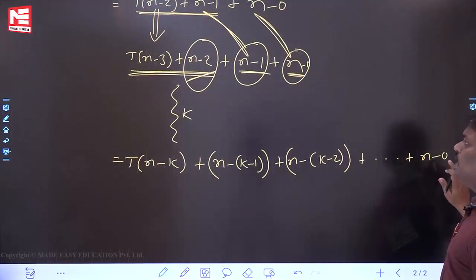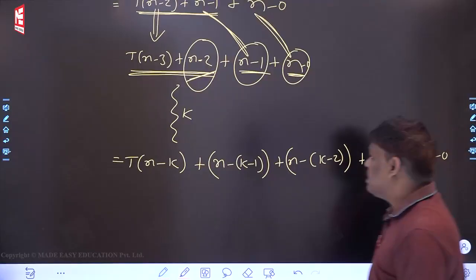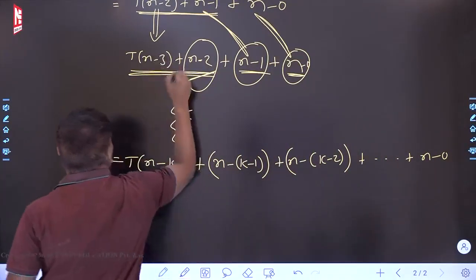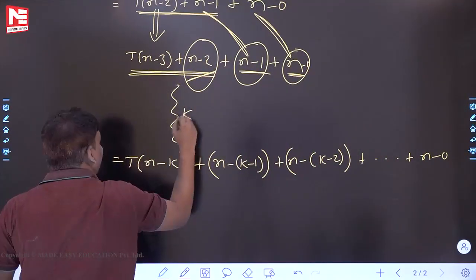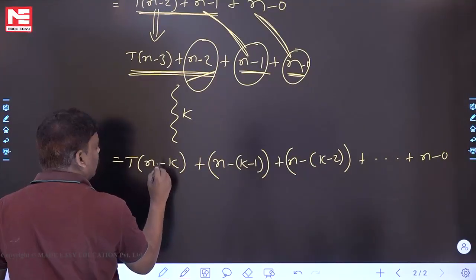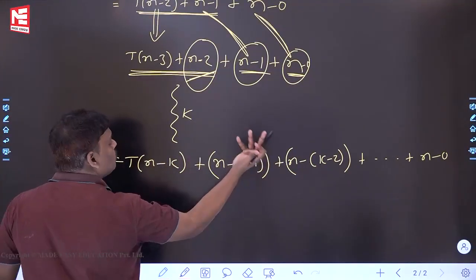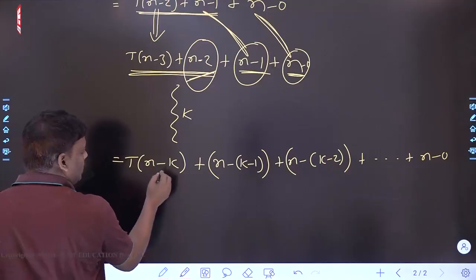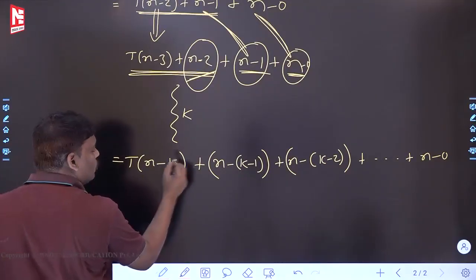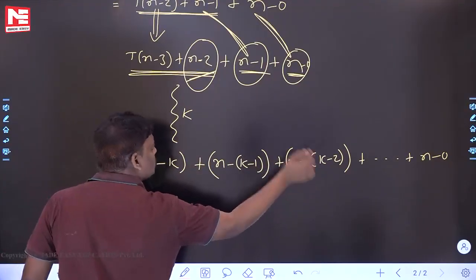If you are okay with the 3 times, you are okay with the k times. Some people are asking, if I do 3 times, I got n minus 3. If I do k times, I will get n minus k. Right? This is the n minus k. All will be in terms of n minus k only. Right? I think here, what is the answer? Here n minus k. It is going to be 1 less, and so on.